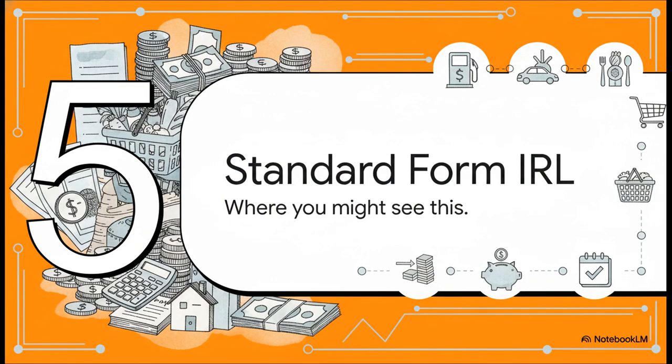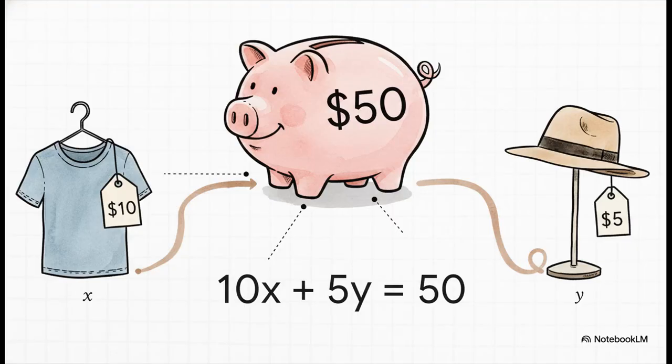Okay, so where in the world would you actually use this? Well, it turns out that standard form is the most natural way to set up problems that involve things like budgets, or pretty much any situation where you have two items that add up to a fixed total. So let's imagine you've got a $50 budget for some merch. T-shirts, we'll call those x, are $10 each, and hats, y, are $5 each. The equation that represents how much you can spend is 10x plus 5y equals 50.